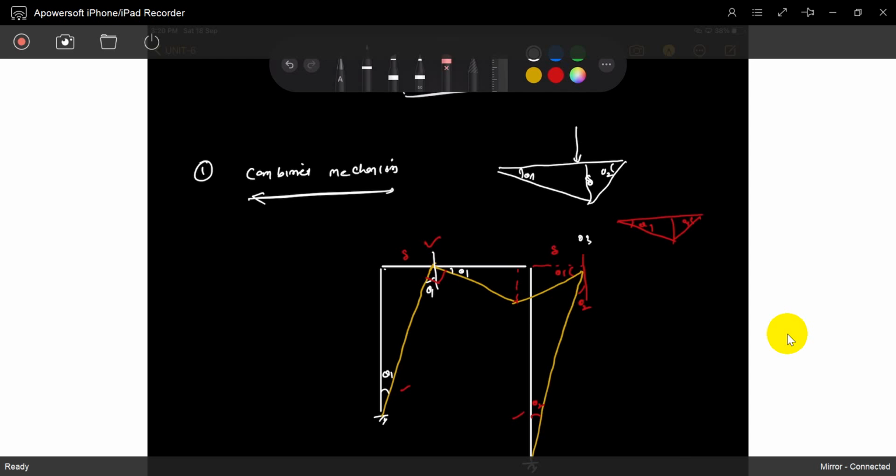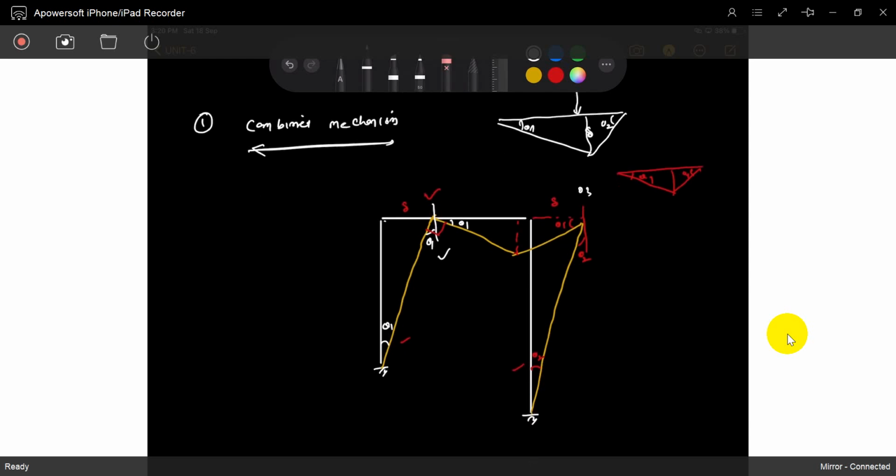Everything, the lengths of the columns are equal and the load is acting at the center, that's why all those thetas are equal. Okay, I think you had a doubt in that situation about why these thetas are equal. Okay, that's it, I clarified. Yes, basically that is the reason.